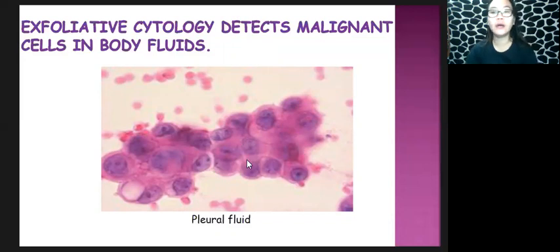So that's why exfoliative cytology is utilized in the detection of malignancy, because malignant cells, if they are present in your organs, say for example, are usually demonstrable in whatever fluid surrounds your organ. Like for example, for lung cancer, the fluid that we can evaluate in order to detect its presence would be your pleural fluid.